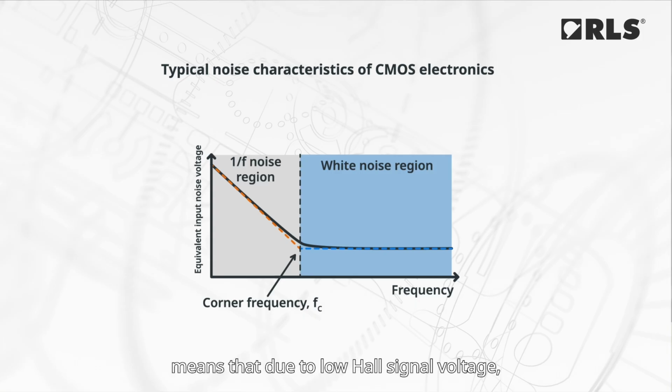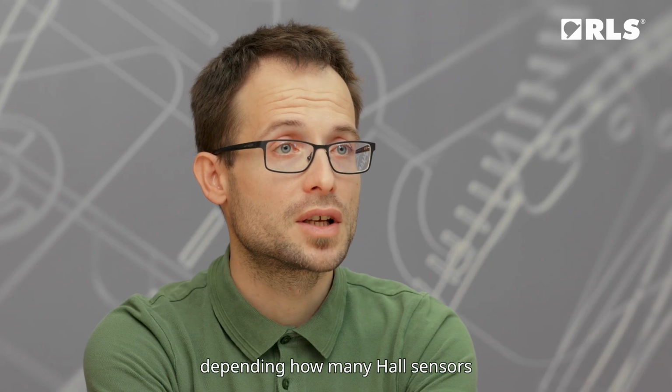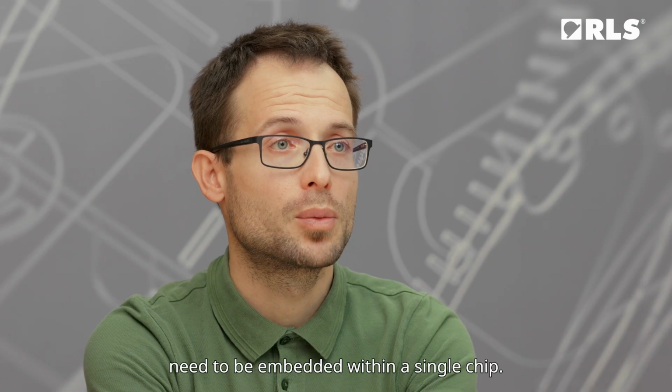Effectively, this means that due to low Hall signal voltage, the preamplifier gain bandwidth requirement will be almost always at the limit of the chosen CMOS process, and with the low noise requirement, this makes the Hall sensor preamplifier a very space and power demanding design challenge, depending how many Hall sensors need to be embedded within a single chip.